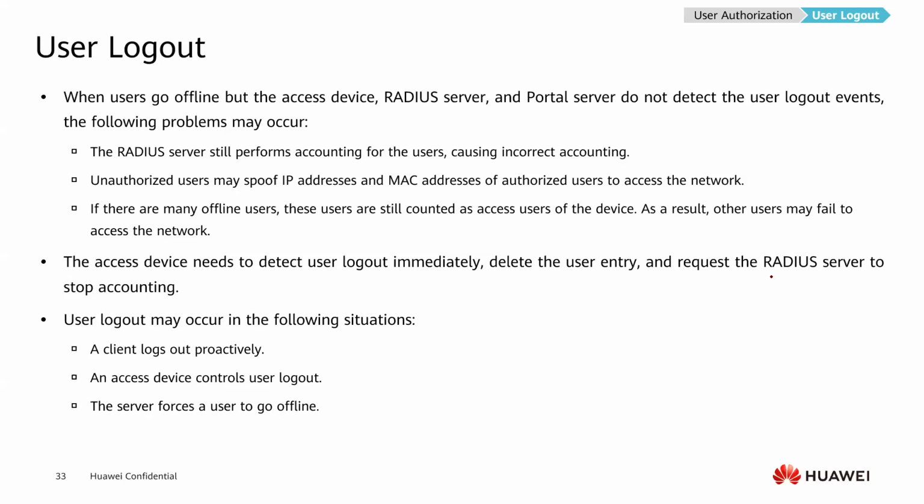And there are three situations for the users to log out. One is the client logout, where the client can log out by itself. Another is for the access device and the servers to force the user to log out of our networks. For these two parts, authorization and logout, we will not introduce the detail about it. And for the authorization, we will introduce a special authorization technology, that is free mobility, in the next slide.